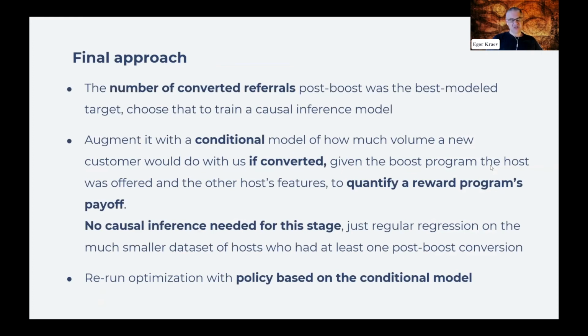So here I just say this is the kind of two-stage approach. And by the way, that's quite generally a useful trick. If the thing you're trying to predict, like volumes, is in itself quite volatile, you might want to split the causal analysis in two stages, where the first one is you try to predict the causal impact on something that is less volatile, like conversions. And then you do a conditional model, just a regular regression model, for those who converted. And then by stringing the two together, you get the full picture.